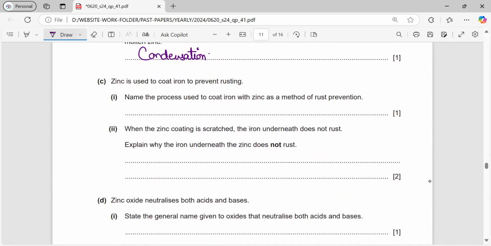Zinc is used to coat iron to prevent rusting. Name the process used to coat iron with zinc as a method of rust prevention. When the iron is coated with zinc, it is called galvanization.